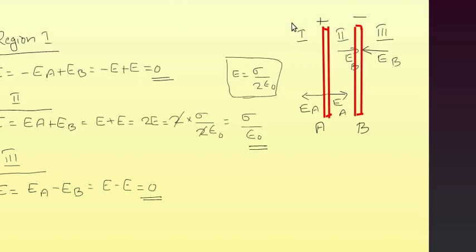That means in the region 1 there is no electric field. That means outside this capacitor there is no field present here, and in the region 3 also there is no electric field. That means outside this capacitor, this is the region 3, there is no field present, and between the plates of the capacitor the field present is sigma by epsilon 0.